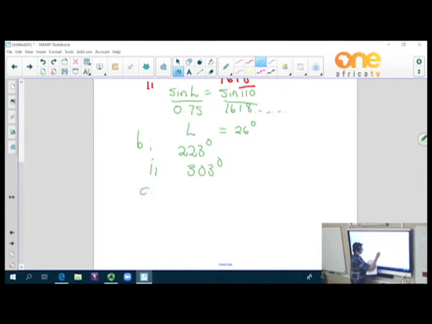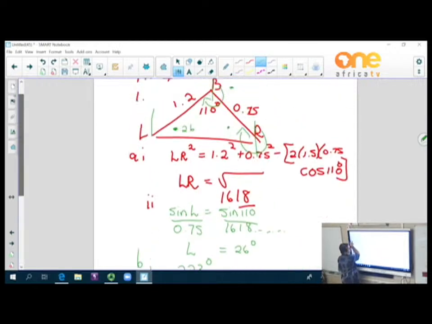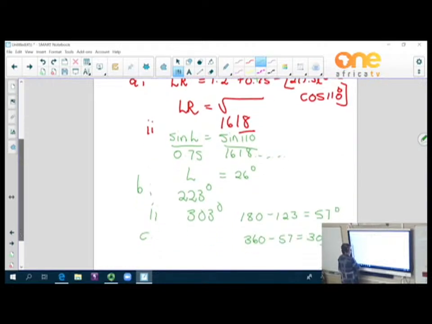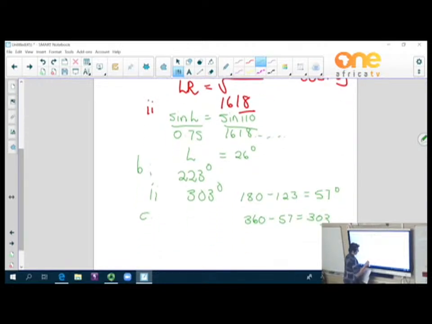So I can say it's 180 minus the 123. Then we get that angle there is 57 degrees, that little one there at the top. And then 360 minus the 57, and this is how I got that 303 degrees there. So just look again there. Can you see? Because then you can find those angles then there. This one is then 123 degrees. And that's how I get that top one there.